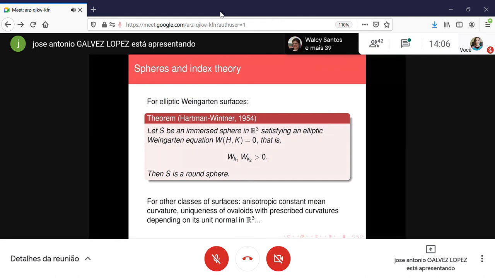But in general, index theory has been used many times for the classification of spheres of a certain class of surfaces. For instance, it was used for spheres with an anisotropic constant mean curvature. Also for proving uniqueness of ovaloids with prescribed curvatures, and many other cases.